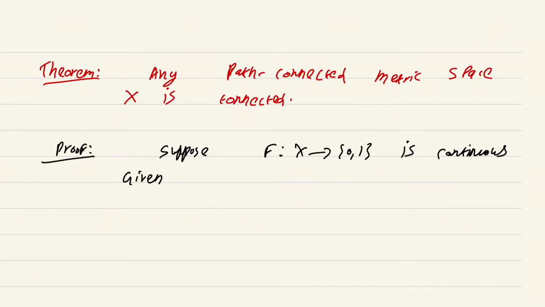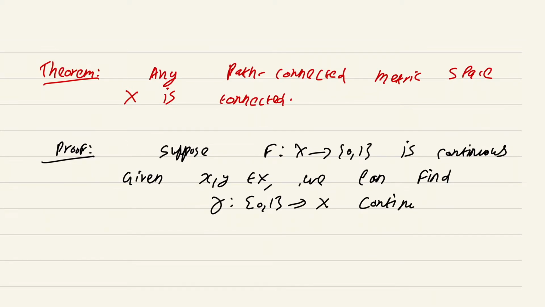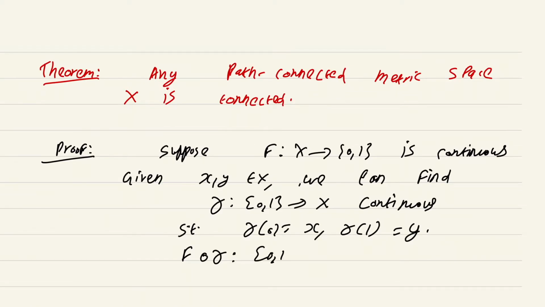Given x, y in X, we can find gamma from the closed interval [0,1] to X continuous such that gamma of 0 is x, gamma of 1 is y. This is just the definition of path connectedness. Then all you do is compose f∘gamma. So f∘gamma from [0,1] to {0,1} is continuous. On the left hand side I meant the closed interval [0,1]. On the right hand side it's just the set comprising the two elements 0 and 1.